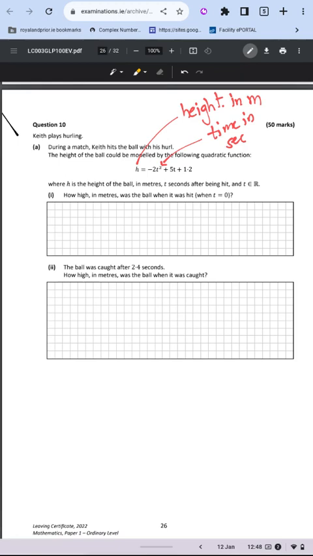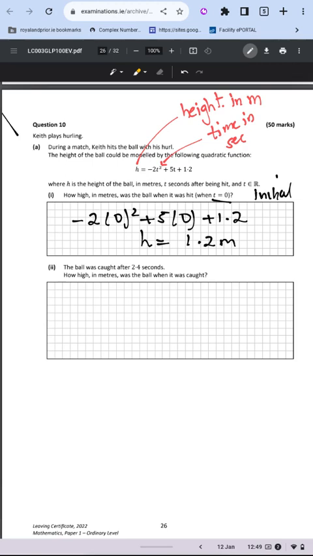How high was the ball when it was hit? So when t is equal to 0. So the initial height, they often don't give you the t is equal to 0. So if they said the initial height, you're throwing in t is equal to 0. So minus 2 times 0 squared plus 5 times 0 plus 1.2. You need a positive answer here, and then you'll get it, 1.2 metres.